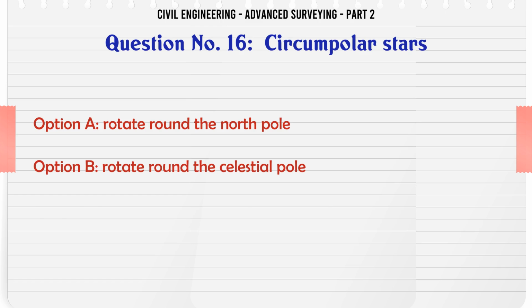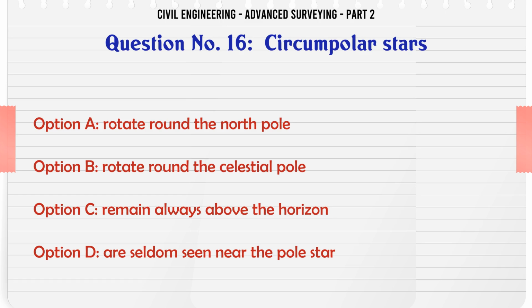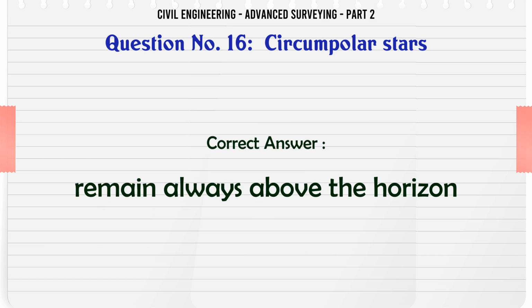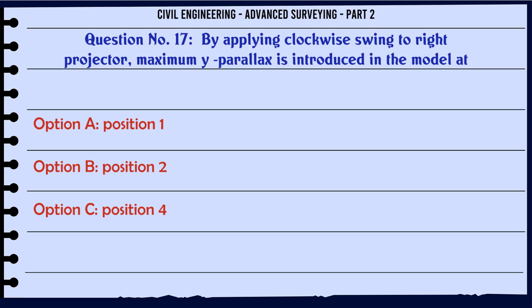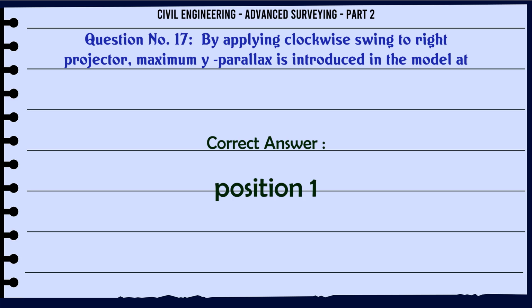Circumpolar stars: A. rotate round the North Pole, B. rotate round the celestial pole, C. remain always above the horizon, D. are seldom seen near the pole star. The correct answer is remain always above the horizon. By applying clockwise swing to the right projector, maximum y-parallax is introduced in the model at: A. position 1, B. position 2, C. position 4, D. position 6. The correct answer is position 1.